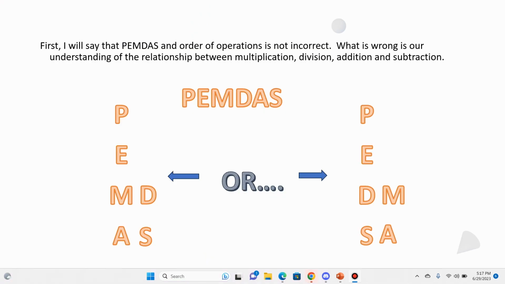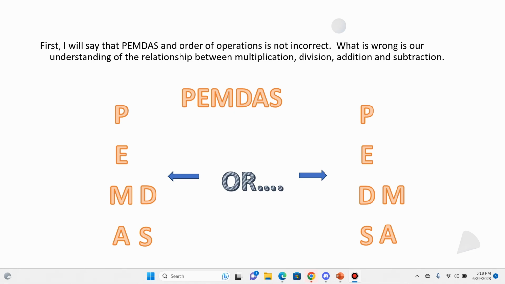First, I'm going to say PEMDAS and the order of operations is not incorrect. It's not wrong. But what's really wrong is our understanding of the relationship between multiplication, division, addition, and subtraction. A lot of people went through a memorization process of PEMDAS where they memorized the 6 letters. But sometimes I like to draw them vertically, where you've got the parentheses, exponents, then you have multiplication, division, addition, subtraction on the same level.